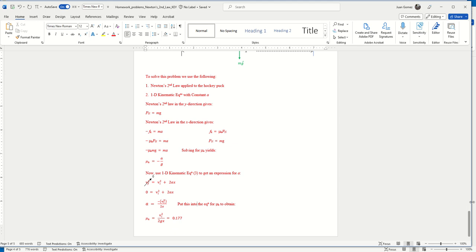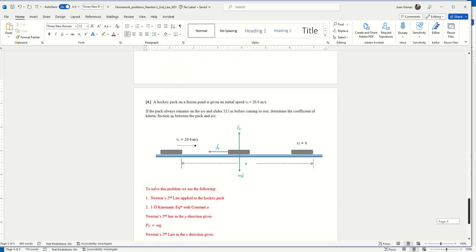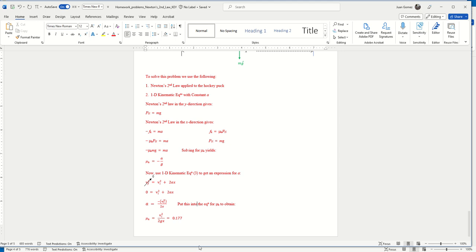Well, vi was the 20 meters per second. G is 9.8 meters per second squared. X was 115. So plug in the numbers, and you get a coefficient of 0.177. And that's very low. Again, the friction between a hockey puck and ice, there shouldn't be a whole lot of friction. Remember, coefficients of friction are always going to be less than 1. Remember, they have no units.